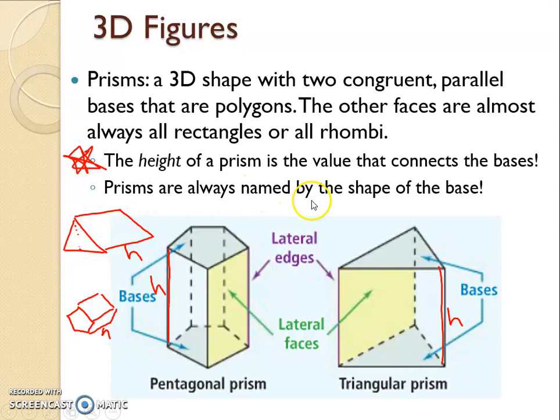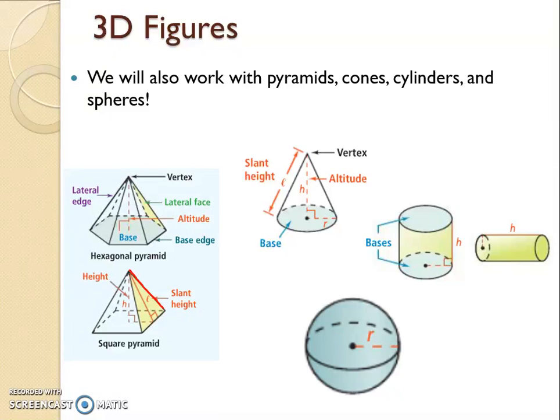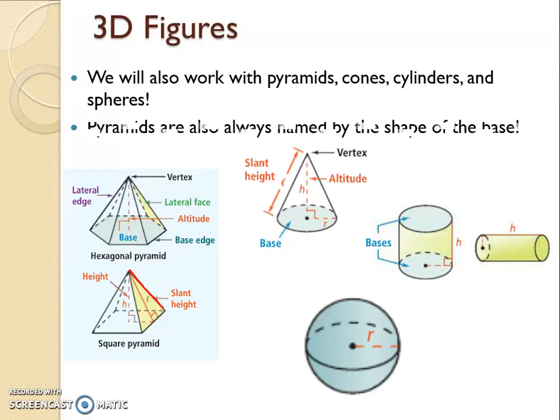Prisms are always named by the shape of the base. So if your congruent bases are pentagons, you say pentagonal prism. If it's a triangle, it's a triangular prism. If it's a hexagon, it's a hexagonal prism. And if it's a rectangle, it's a rectangular prism. Alright, so let's take a look at more 3D figures. We'll also work with pyramids, cones, cylinders, and spheres.